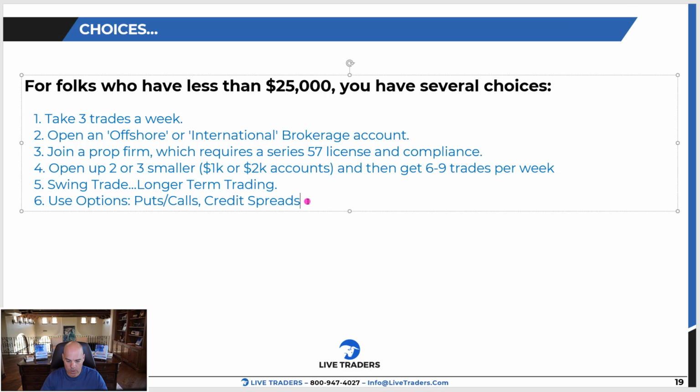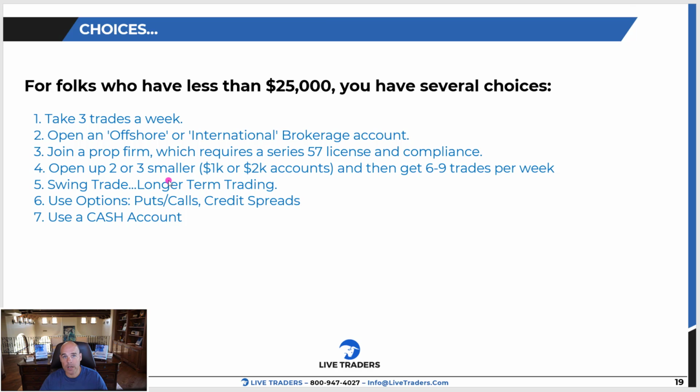And then again, we can go down here and go 7, use a cash account. Right? You could do that. Nothing wrong with that. Okay? So these are your choices if you have a small account. I can't really think of anything else other than that. In my opinion, I think cash account, options, or 2 or 3 smaller accounts is your best bet.